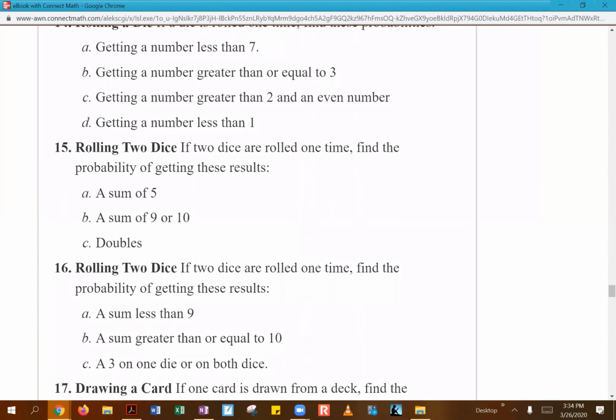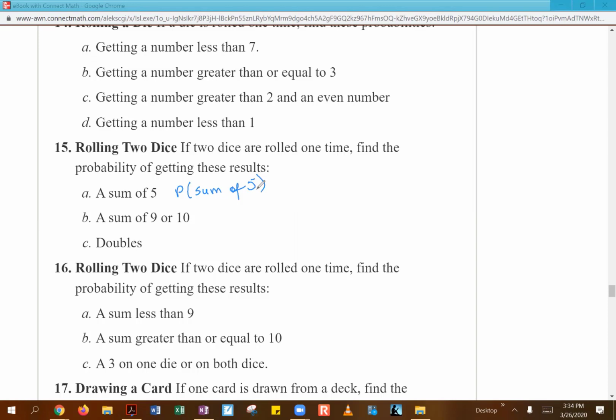Okay. How about we look at number 15 next? So here they're talking about if 2 dice are rolled at one time, find the probability of getting these results. So what is the probability that we get a sum of 5? So for rolling the 2 dice, we're actually going to have to go back to our notes here.